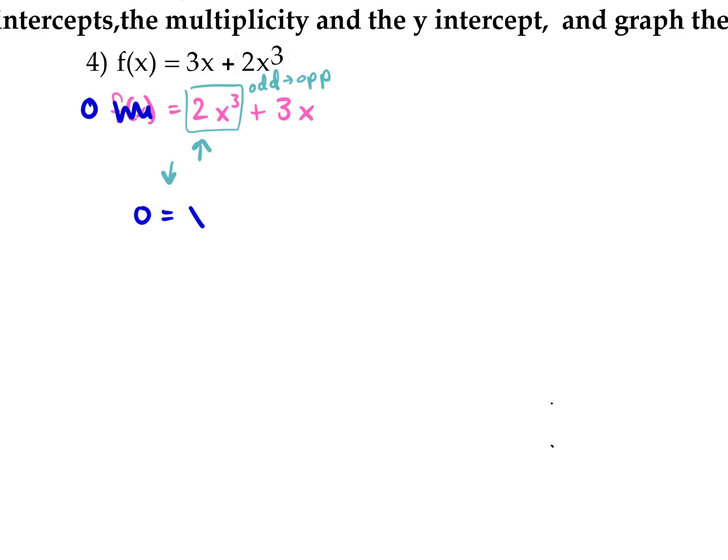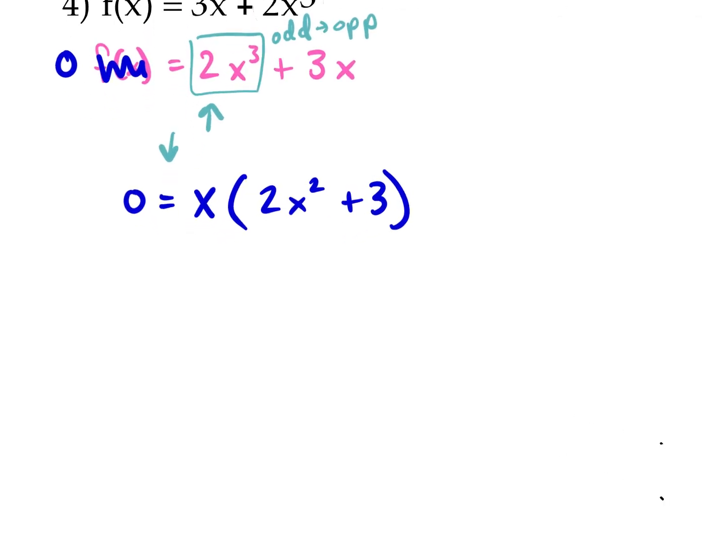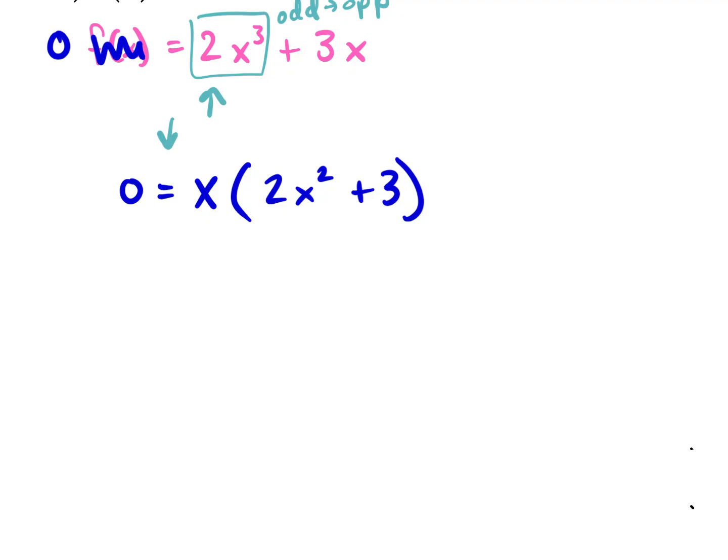Let's take out the GCF. Our GCF would be x. So we have 2x squared plus 3. Once we factor it all the way, what could we do next? Set each piece equal to 0. So here we have x equals 0 and 2x squared plus 3 equals 0.